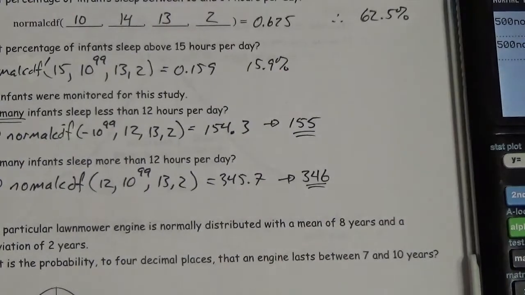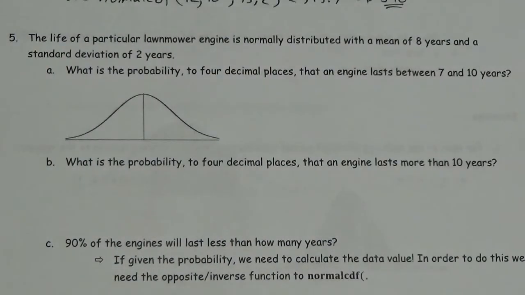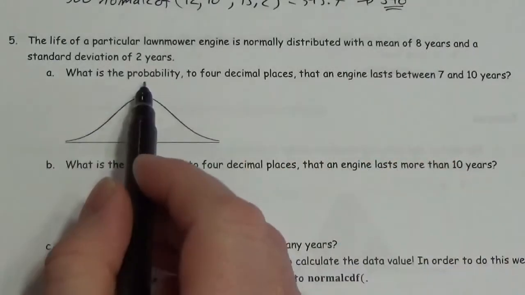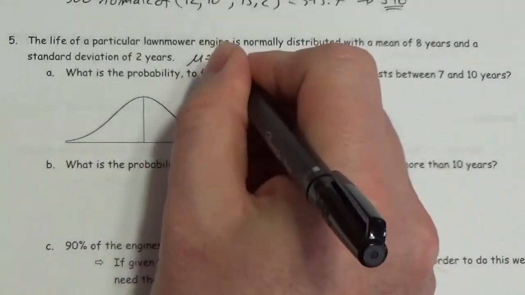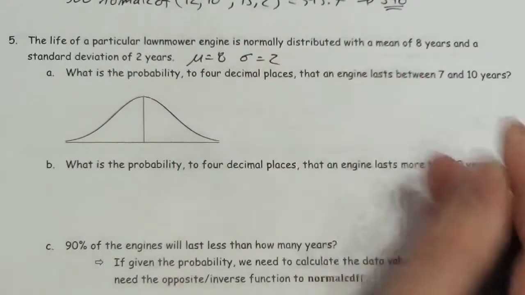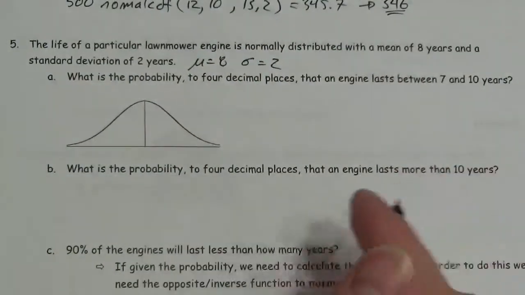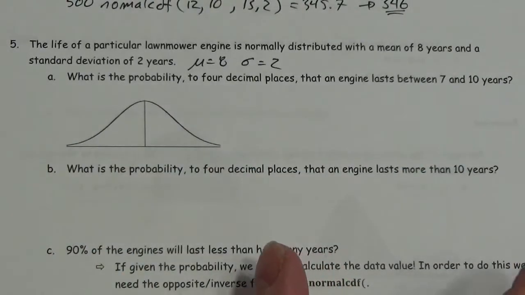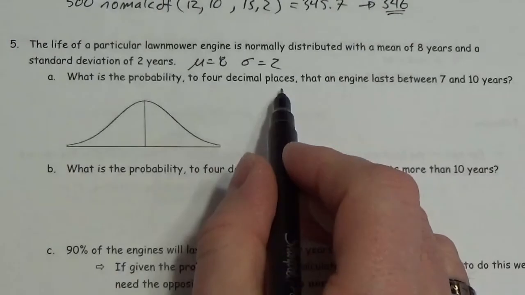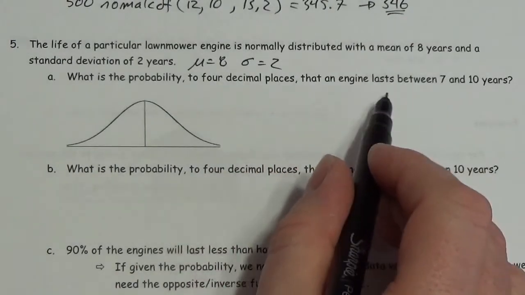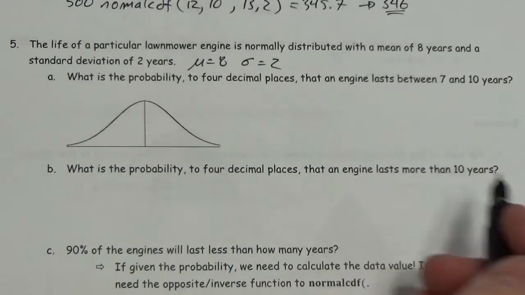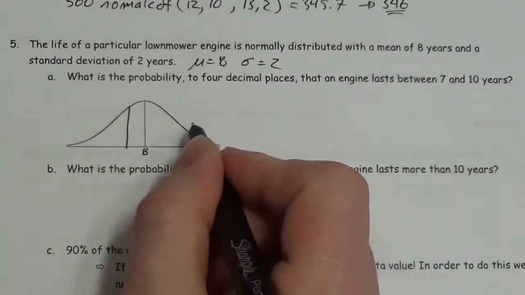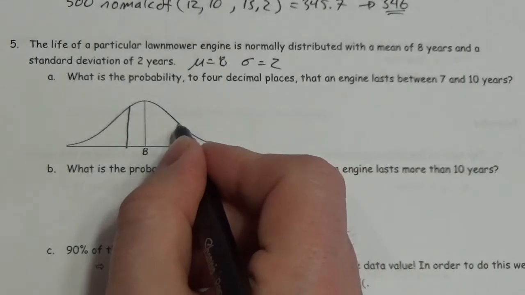So 346. The life of a particular lawnmower engine is normally distributed with a mean of 8 years and a standard deviation of 2 years. Okay, so we've got this. The mean is 8 and the standard deviation is 2. So it's important to have that identified here. What is the probability? Okay, so I'm very likely going to use the normal CDF here to 4 decimal places, that an engine lasts between 7 and 10 years. Okay, well, my mean here is 8, so 7 is going to be over here, and 10 is going to be over here.